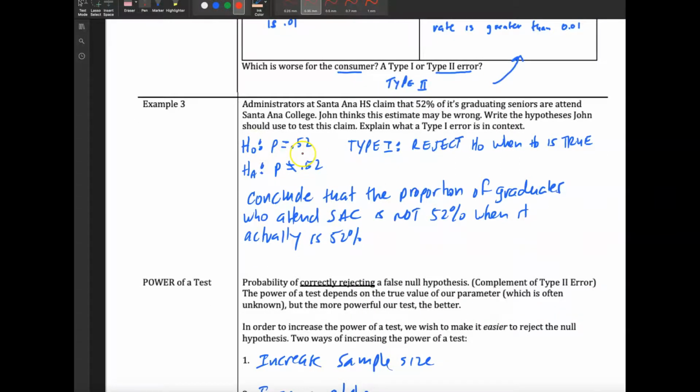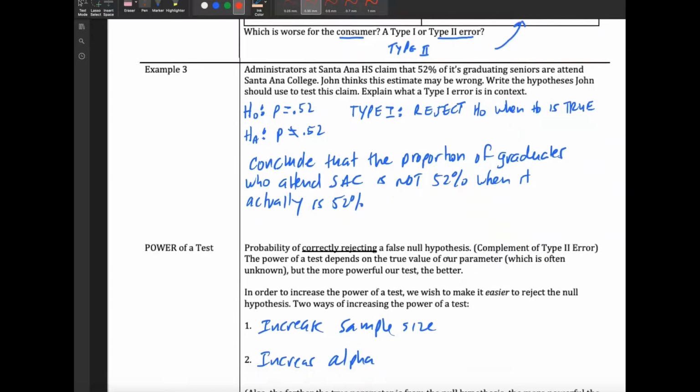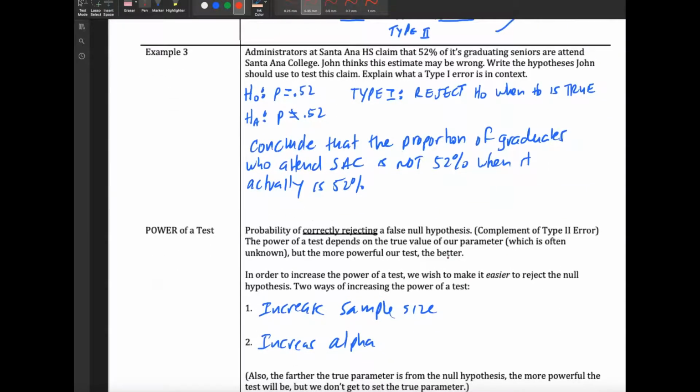The null hypothesis is that 52% of graduate students attend SAC. We think that this estimate's wrong, so it's not equal to 0.52. What is a type 1 error in this context? Type 1 is to reject the null hypothesis when it is true. So it's concluding that the proportion of graduates who attend SAC is not 52% when it actually is 52%. That would be a type 1 error. Again, read, think about that.